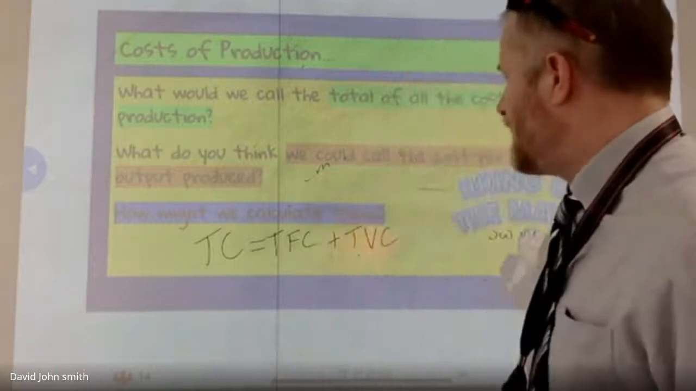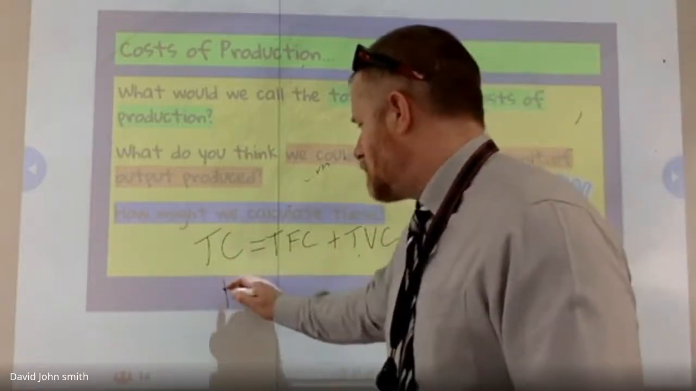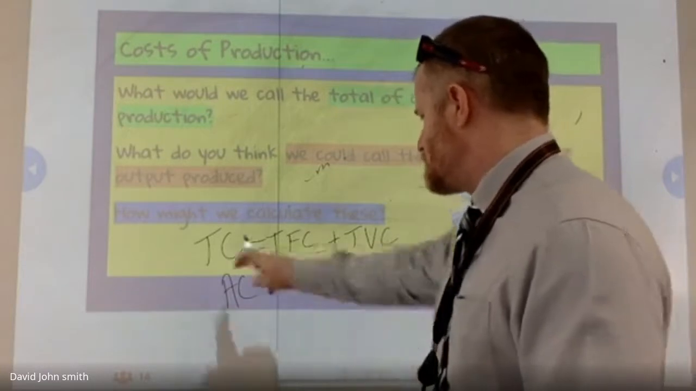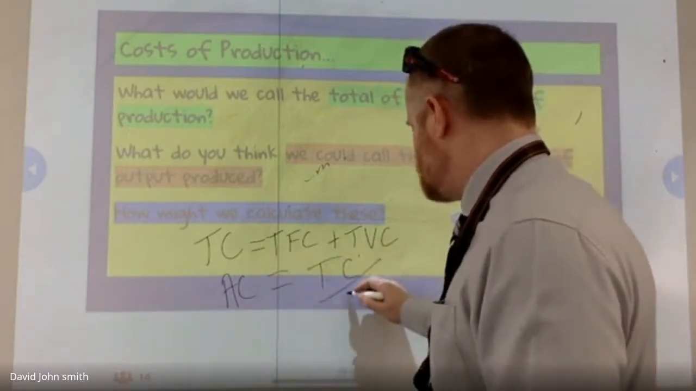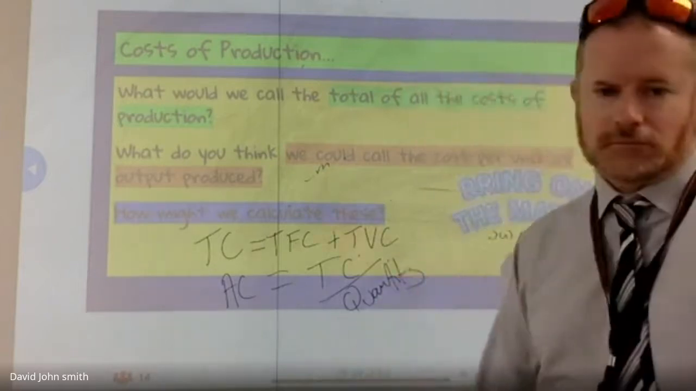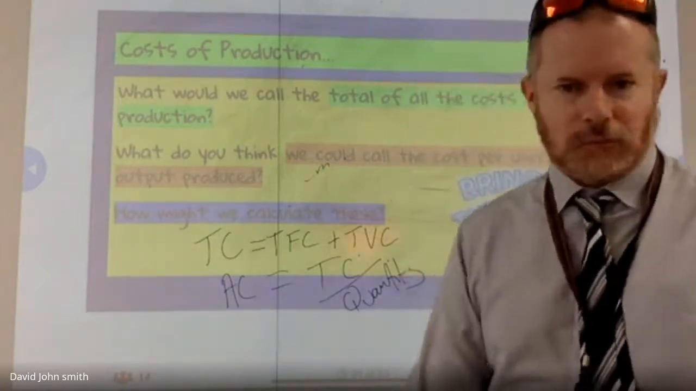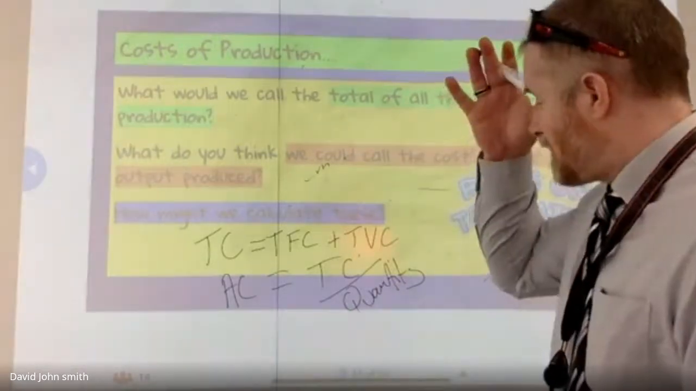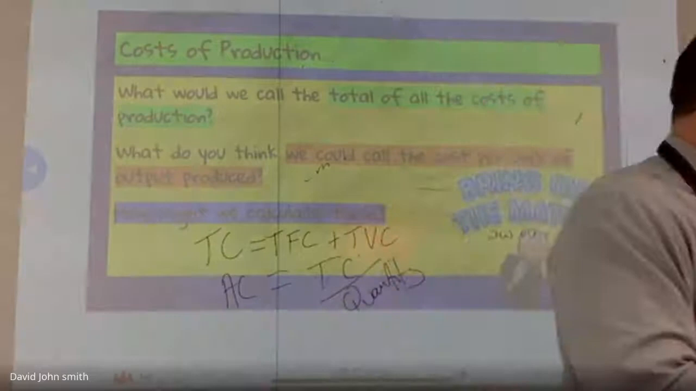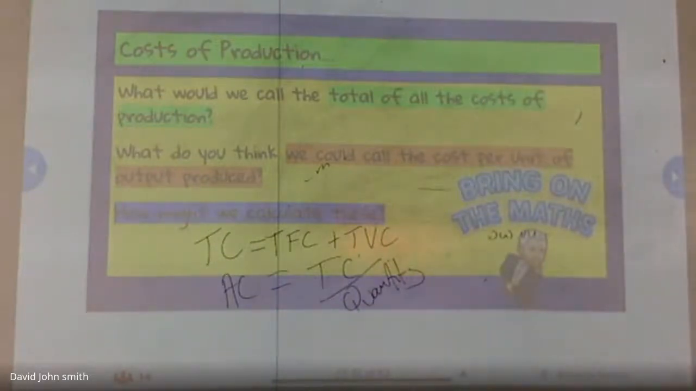The maths behind the average cost is you're going to take your average cost equaling your total cost. So you take your total cost and you're going to divide it by quantity. That's it. So that's the maths at this point. Hopefully that's not a huge challenge at this point to figure those ones out.